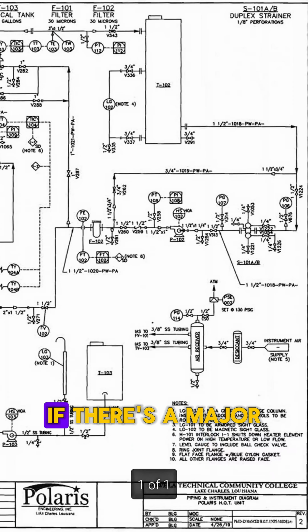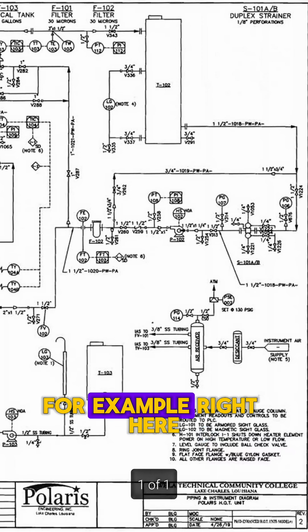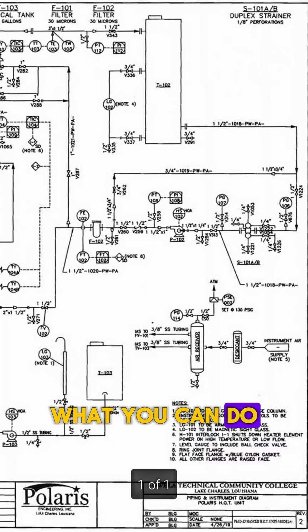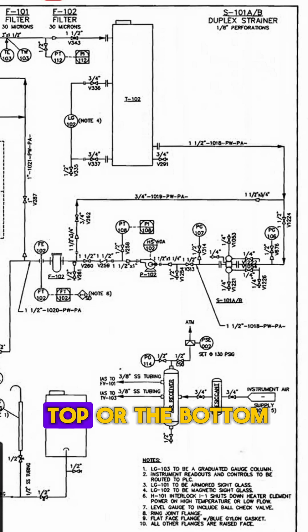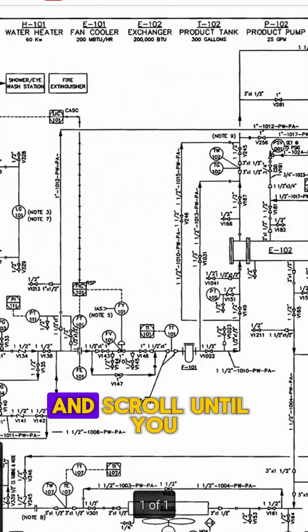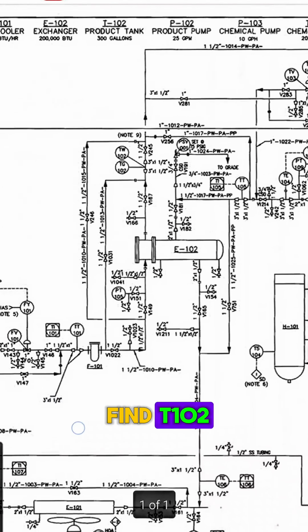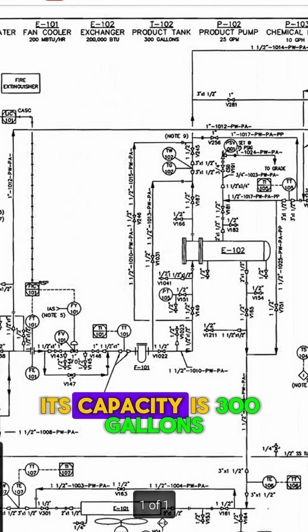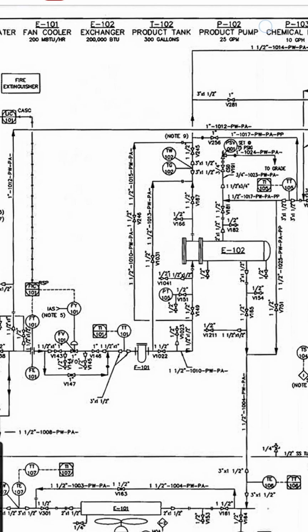Let's talk about and walk out a P&ID. If there's a major piece of equipment on your P&ID and you're not exactly sure what it is, for example, right here we have T102, what you can do is look at the top or the bottom. On ours, it's on the top, and scroll until you find T102. Right there, it's going to say product tank, so that's the name of it, and its capacity is 300 gallons.